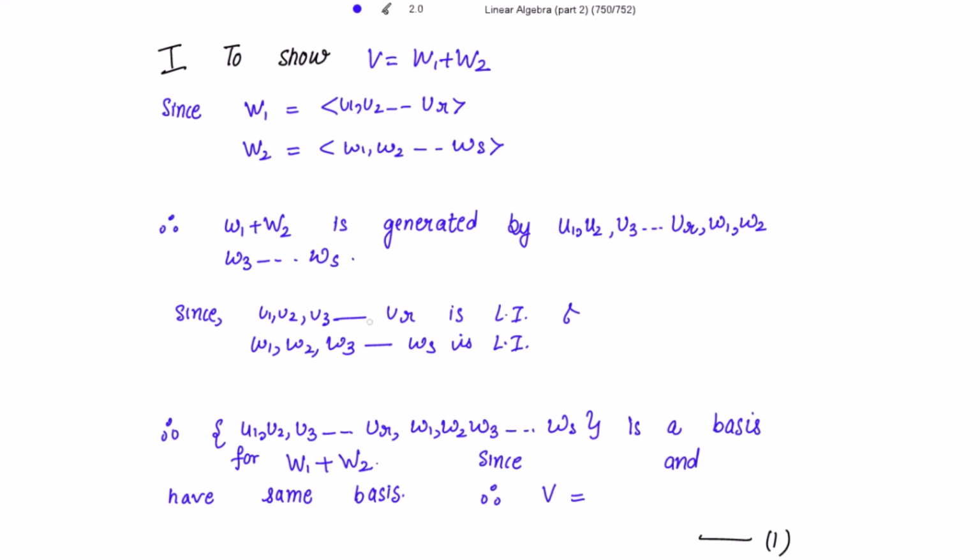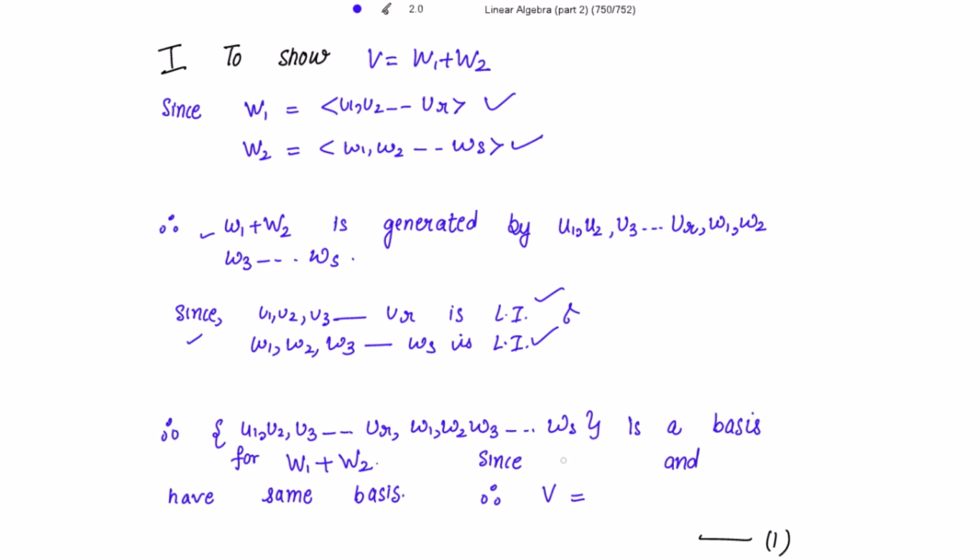Now all these are linearly independent, which means these are also the generators. So these all form a basis for W1 plus W2. Yes, we have just said that W1 plus W2 is generated by these vectors, and these are all linearly independent. So from these two we can say, which is the property for the basis, right? These become the basis for W1 plus W2.